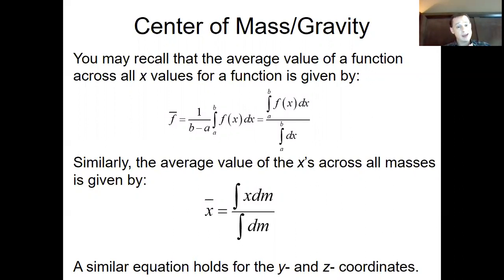In a similar way, if you're trying to find the average value of the x's over all the masses, notice what changes here. Instead of finding the average value of a function, we're trying to find the average value of x's. So inside the integral on top isn't f of x, but just x. Here we're trying to find the average value of the x's over all the masses. So it's the integral of x dm on top over the integral of dm. It's like a weighted average. This is exactly like when you calculate your GPA.